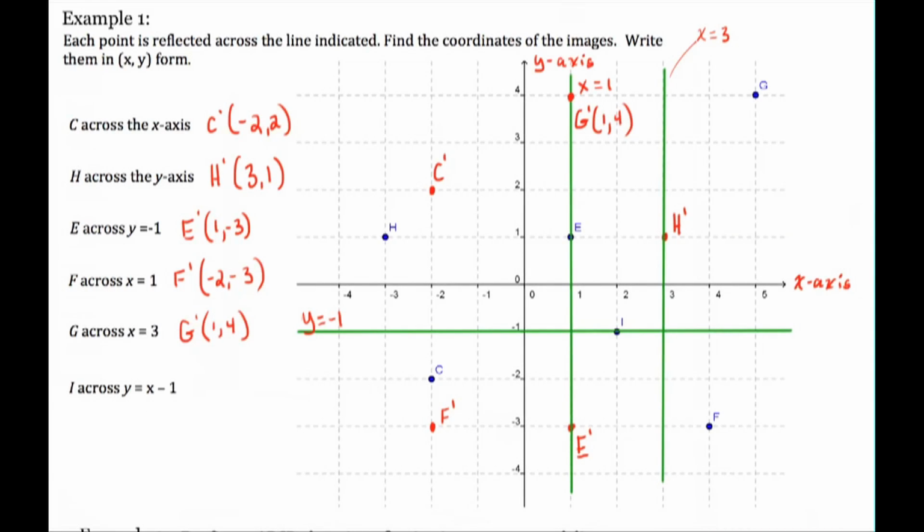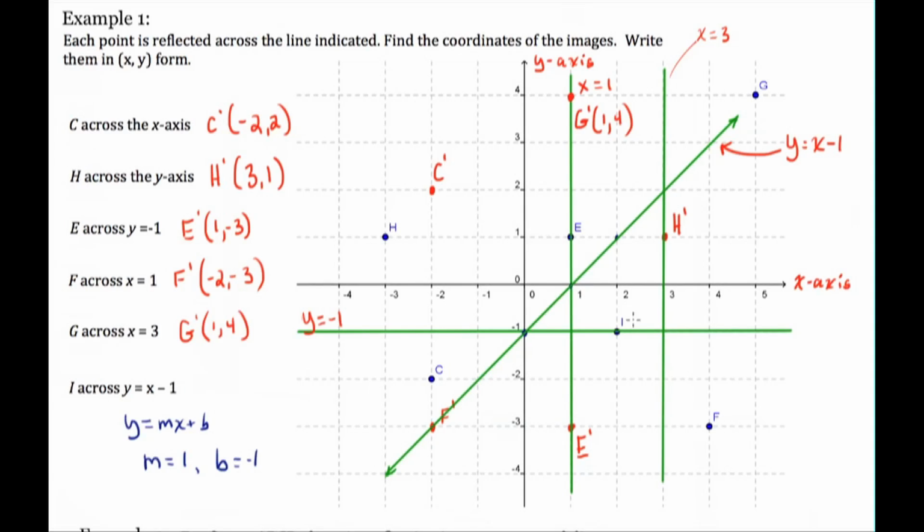The last one here, we're looking for an equation in y equals mx plus b form. So I can plot the line. It goes through -1 on the y, and the slope is 1 over 1. And now at the point I can make a little line here that goes perpendicular to that line and find the image equidistant on the opposite side.